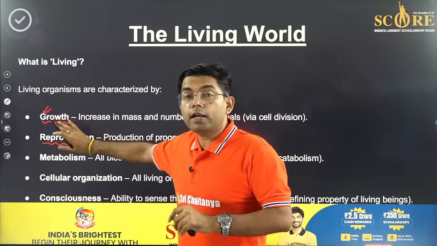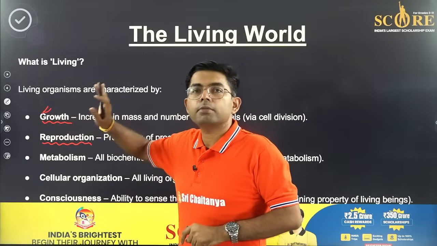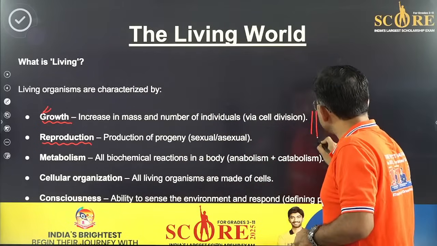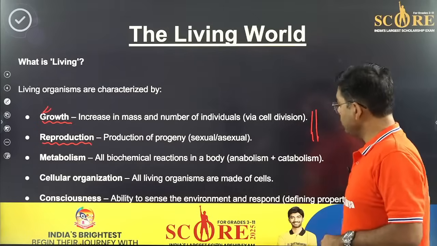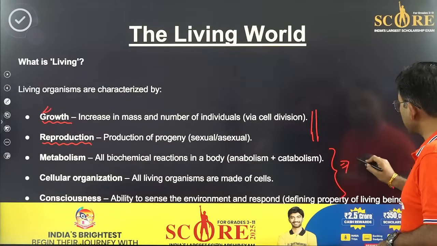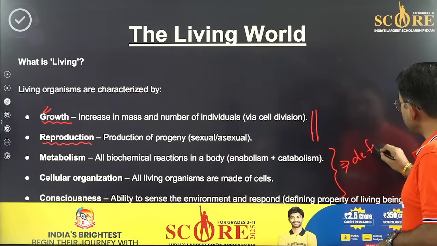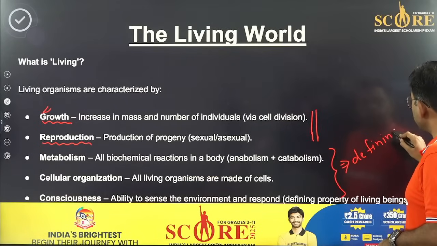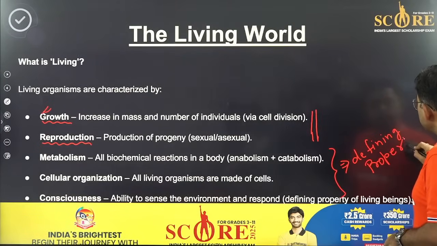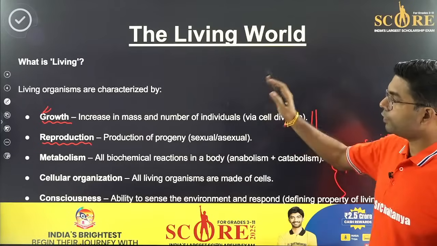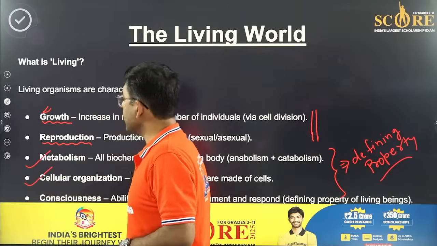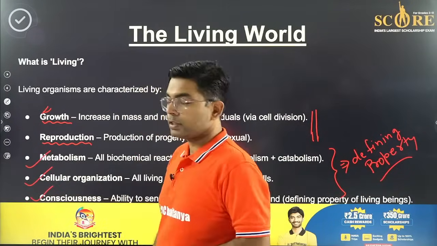Here all living organisms reproduce, but some may not reproduce. Means you will find exception in both this case, but there is no exception in these three cases. That's why they are called the defining property. So if a question is asked, what are the defining properties of living organisms? You will say metabolism, cellular organization and consciousness.